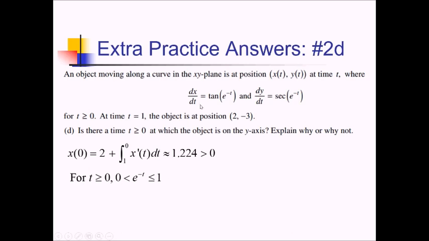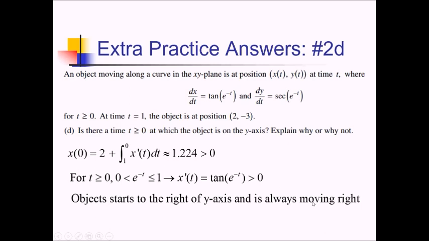So that means that this whole expression, dx over dt, tan of e to the negative t, is going to be greater than 0 for all t values that are greater than or equal to 0. So basically, your particle starts to the right of the y-axis, and based off of the derivative of x, our particle is always moving to the right as well. If you're starting to the right of the y-axis and always moving right, you're never going to get back to the y-axis, so you're never going to touch the y-axis based off of this.